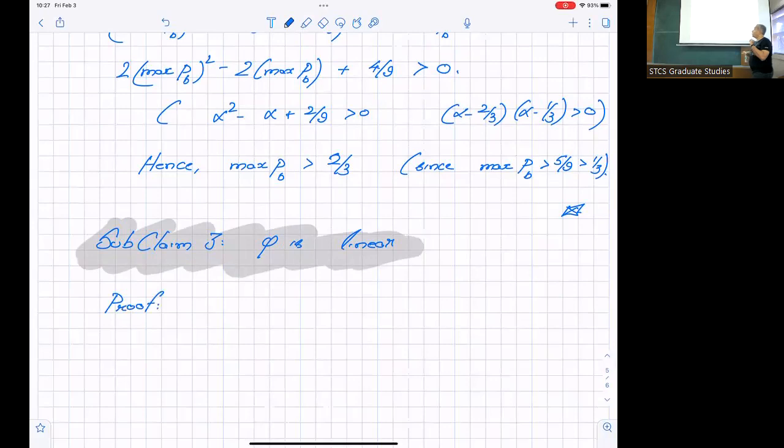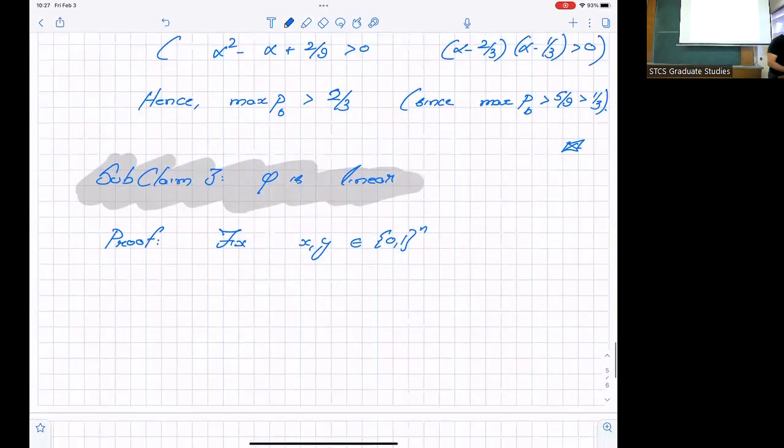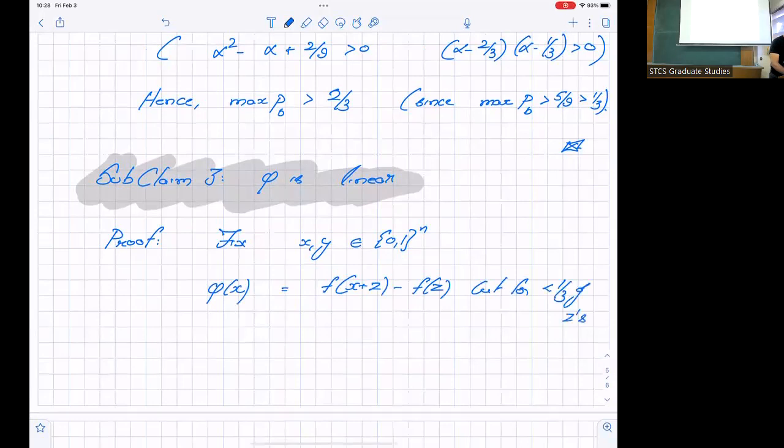So here I have to show for every x and y, phi of x plus phi of y equals phi of x plus y. There's no randomness over here. So let's fix some x and y in {0,1}^n. Now phi of x is equal to f of x plus z minus f of z, but for less than 1/3 of the z's. That's just because of this overwhelming majority.